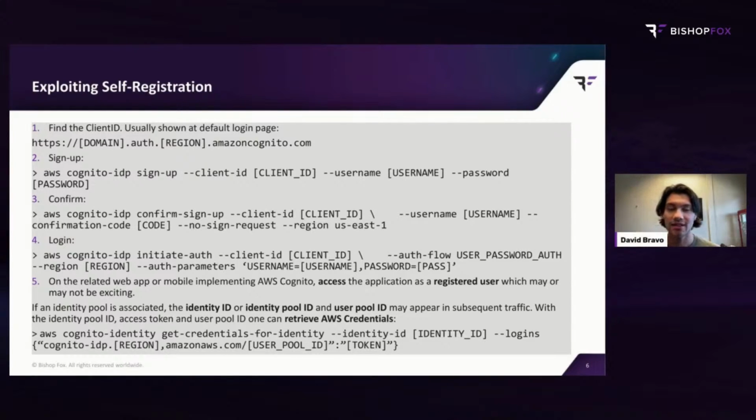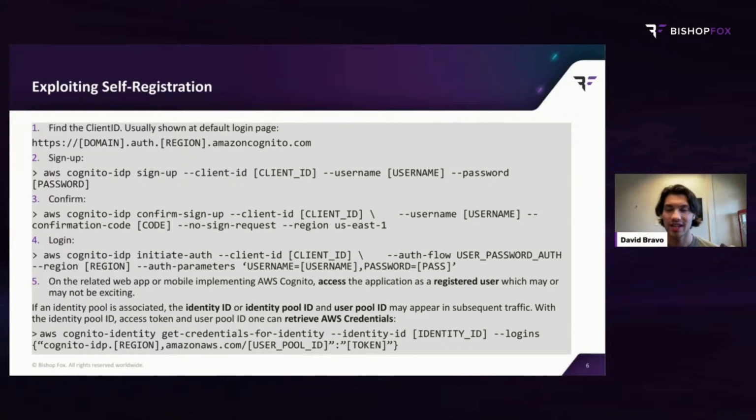Now, the identity ID and the identity pool ID are different, but you could think of them as two unique identifiers for components of the identity pool. They are probably going to appear in subsequent traffic, especially if you're signing in or signing up a user through AWS Cognito. And if you're looking at the traffic in Burp, you'll probably see some value that's similar to identity ID or identity pool ID. So what you're looking for is the identity ID.